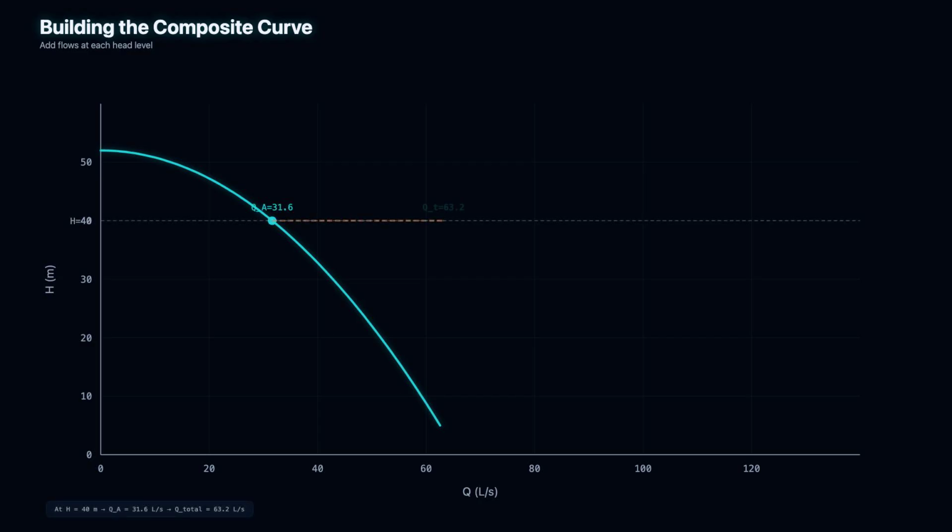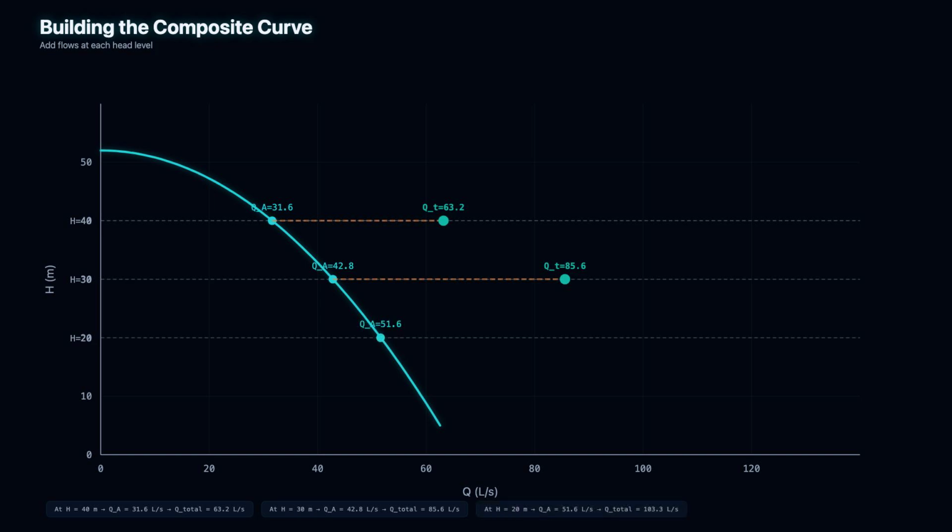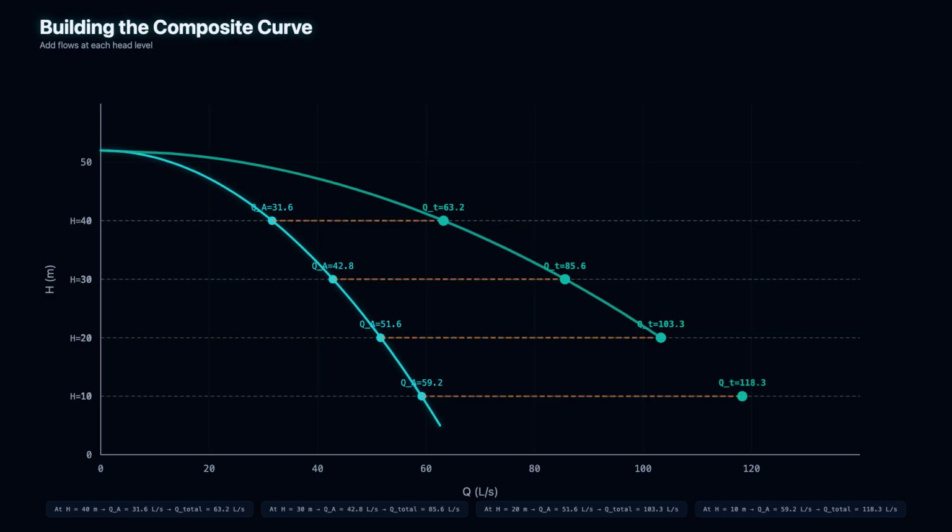At 40 meters of head, each pump delivers about 31 liters per second. 2 pumps, 63 liters per second. Repeat at 30 meters. Each pump gives 43, together they give 86. At 20 meters, 52 becomes 103. At 10 meters, 59 becomes 118. Connect these points, and the composite curve emerges.